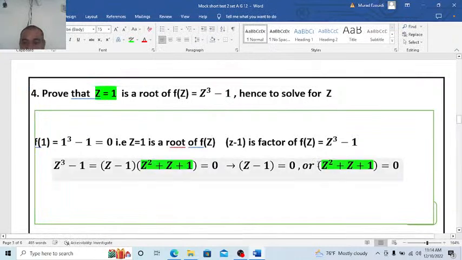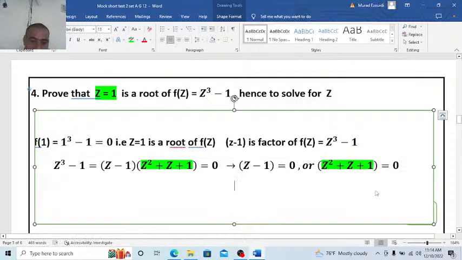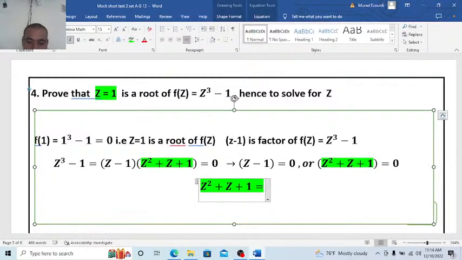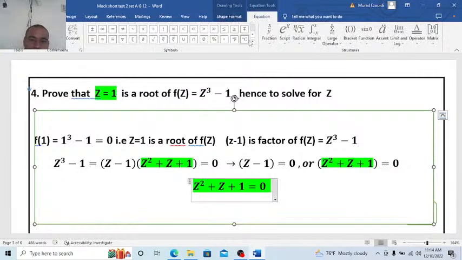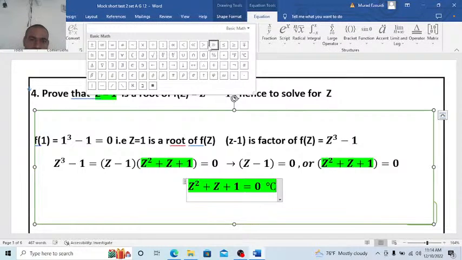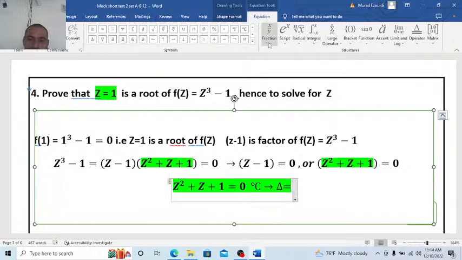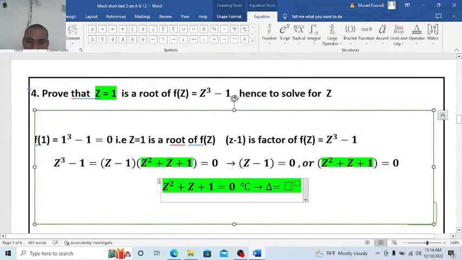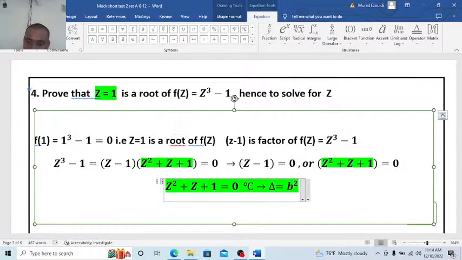Now I'm going to solve this one. I will use the discriminant for this polynomial function in terms of z to find the two other complex numbers. The formula for delta is delta equals b squared minus 4ac.